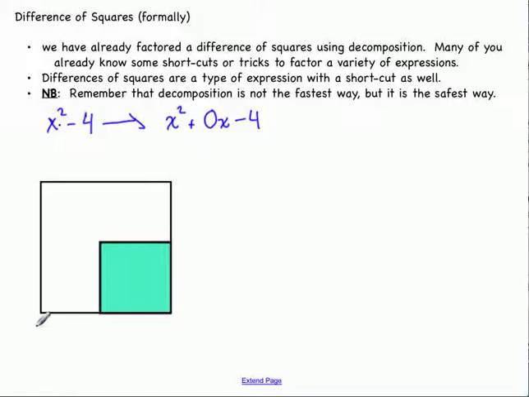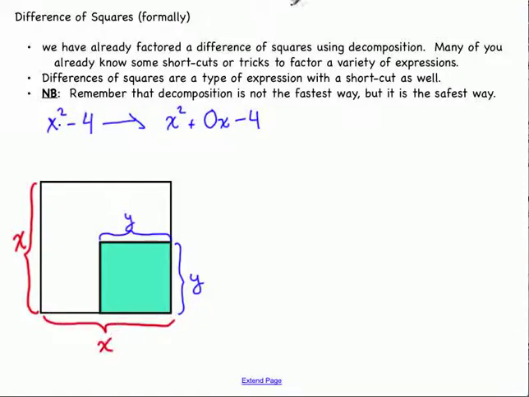So let's look at this picture where we've got two different squares. A difference of squares means that we're taking one square and subtracting another. Let's take this little square, and say it has a side length of y. So this side length here is also y. If we look at the bigger square, it has a side length of x, and similarly a side length of x along here.